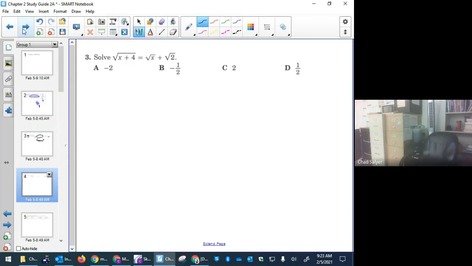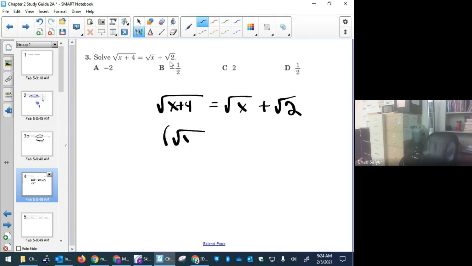Let's solve a radical equation, shall we? Now this one's kind of funky because I got a bunch of radicals, but we'll make it happen here. Square root of x plus 4 equals the square root of x plus the square root of 2. So the first thing I want to do is isolate a radical. That's already done. I got it isolated here. So the second thing is take both sides to the power of the index.